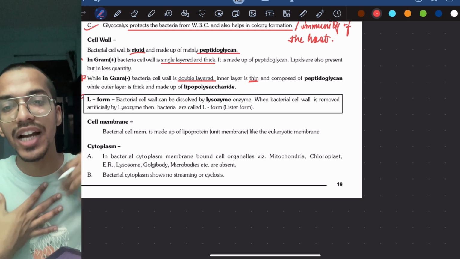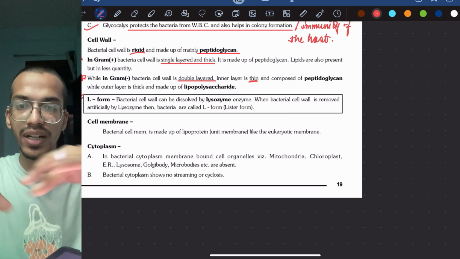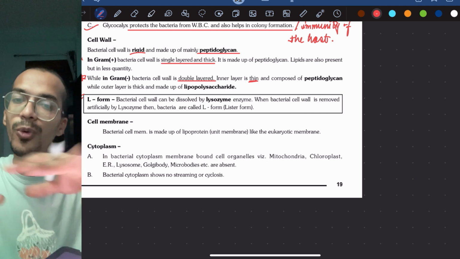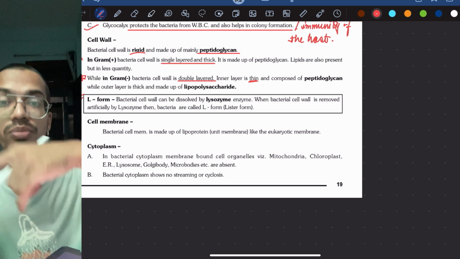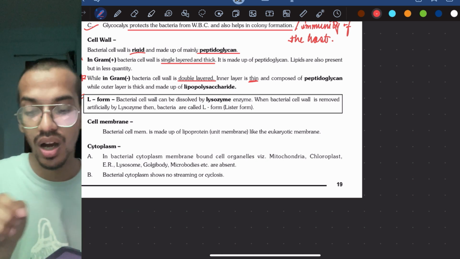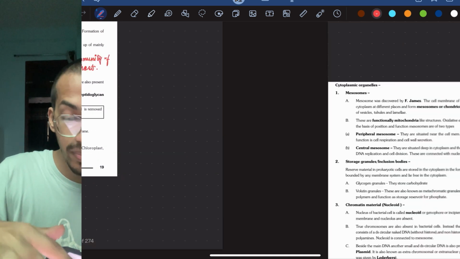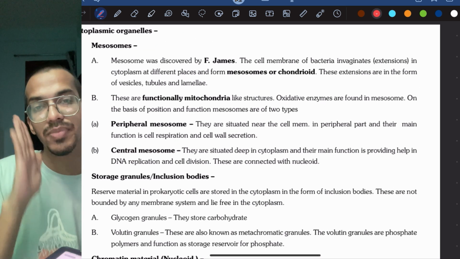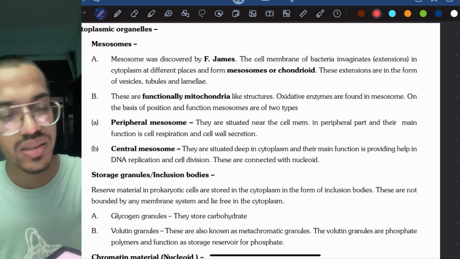Normally in our cells, the cytoplasm keeps on moving, like water keeps on flowing, like tides flowing. So imagine it like that. But that streaming movement of the cytoplasm does not occur in the prokaryotic cell. So this is one of the major differences. Now the cytoplasmic organelles which are present, first we are going to see those.